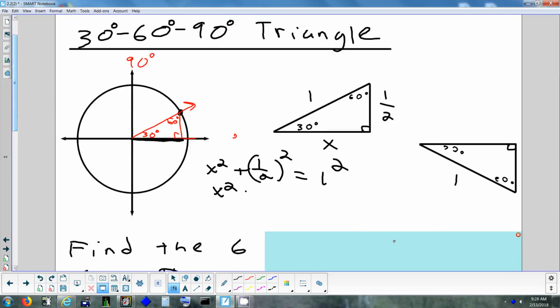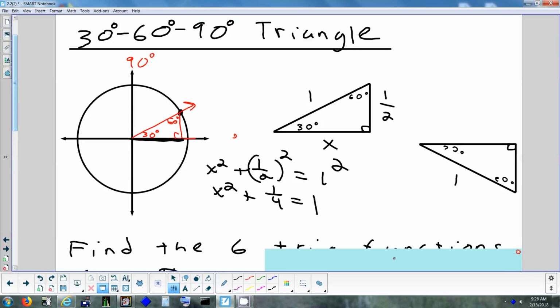So we get x squared plus, what's 1/2 squared? Think of half of a half. Half times a half. Yep, or a quarter. So you get x squared plus 1/4 equals 1. We're going to subtract 1/4 to the other side. What's 1 minus a quarter? 3/4.